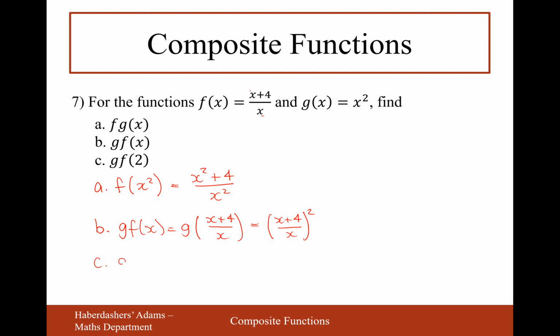And then for part C, it's going to be g of f of 2. Now here I think I'll use B as my template and just replace x with the number 2. So it's going to be 2 plus 4 divided by 2 squared. That would be 6 divided by 2 is 3. 3 squared, that's 9.